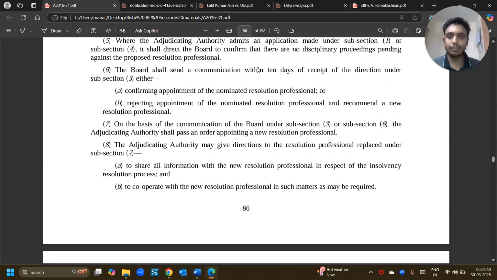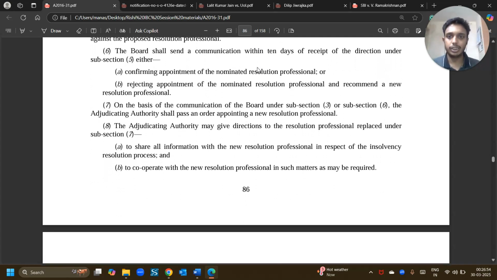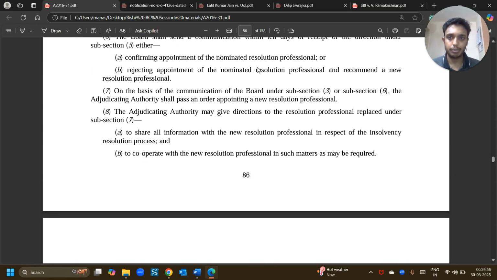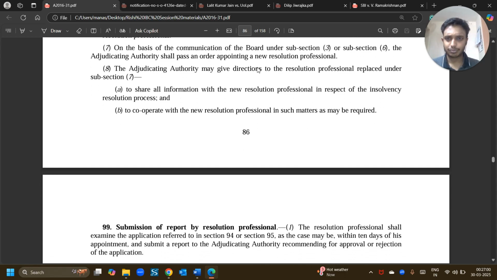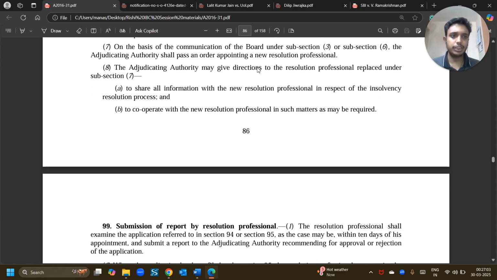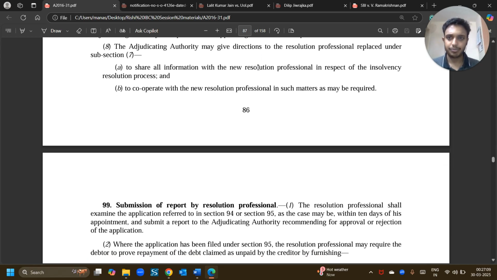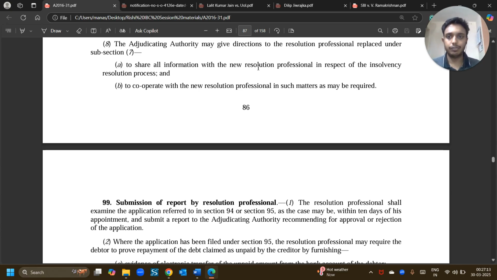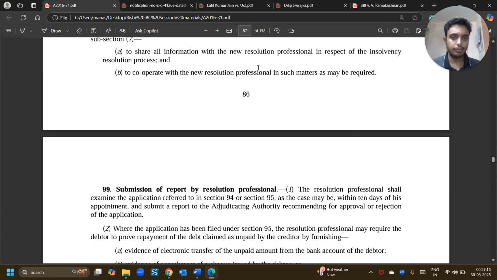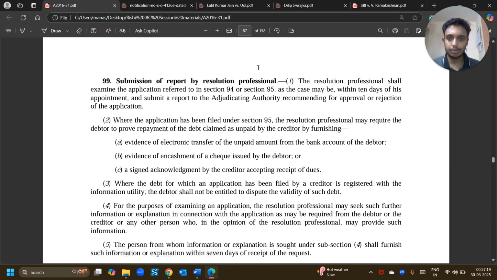So this is something we have seen previously also. Within 10 days, the board will send a communication confirming his appointment or rejecting the appointment of the RP and recommending a new RP. Basis the communication received from IBBI, order will be passed by the NCLT appointing the new RP. Now, before the old RP demits his office, he will have to share all relevant information with the new RP, and cooperate with the new RP in whatever manner as may be required.